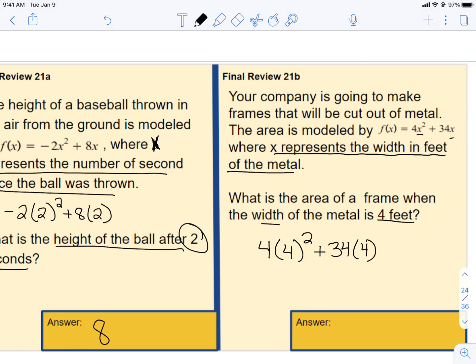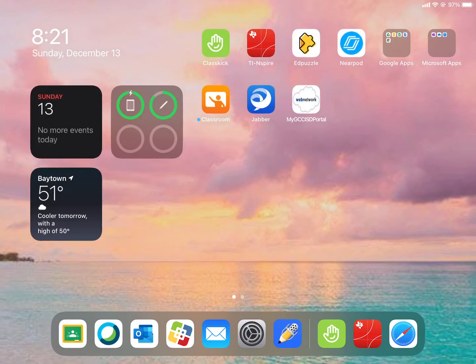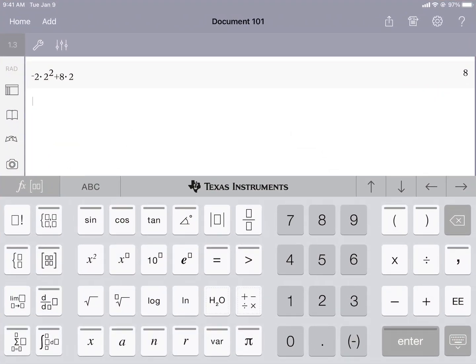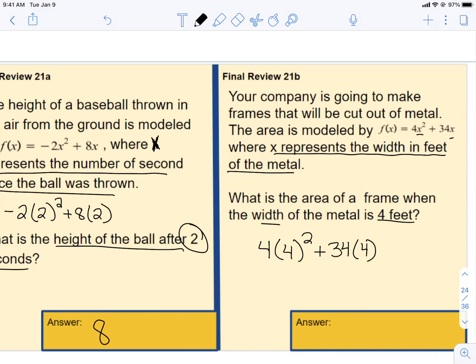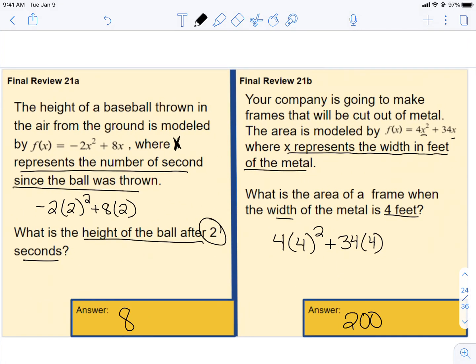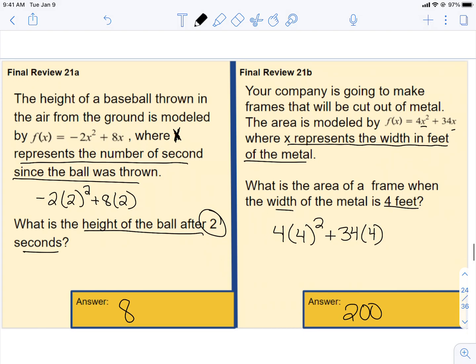Okay, so going back to my calculator, I have 4 times 4 squared. Again, to get the squared, it's that x squared button, plus 34 times 4. I hit enter, I get 200. And that's it for that. That's just the function notation, plugging in a value and evaluating to get an answer.